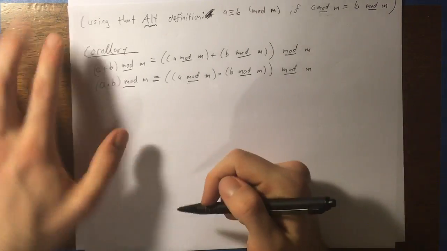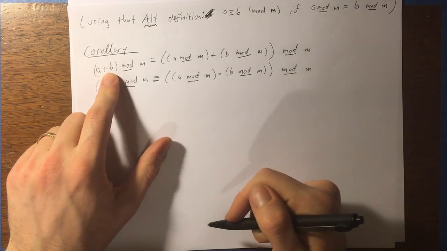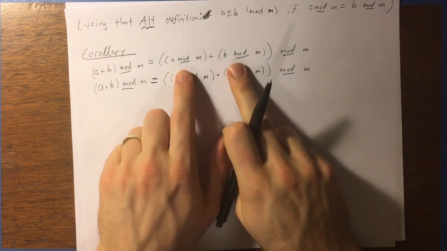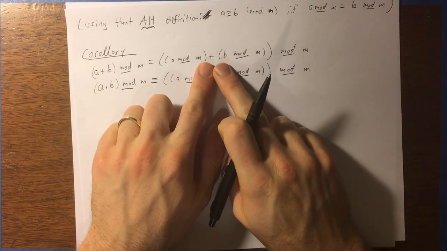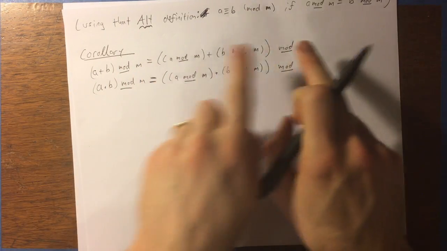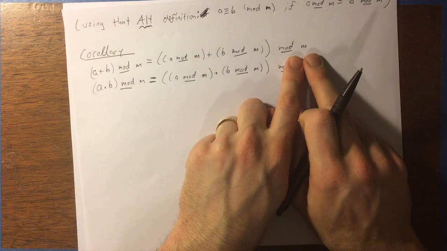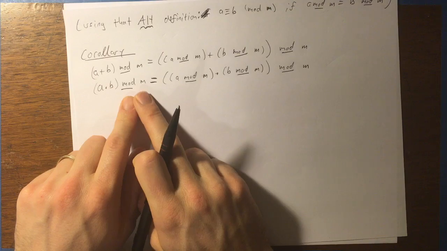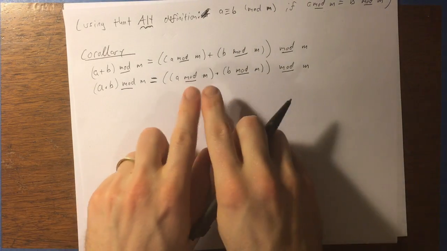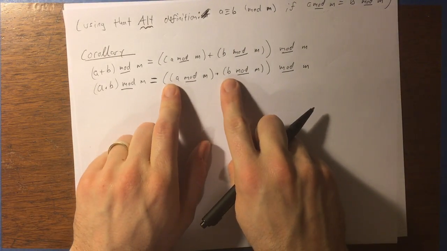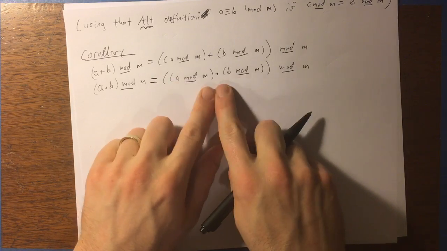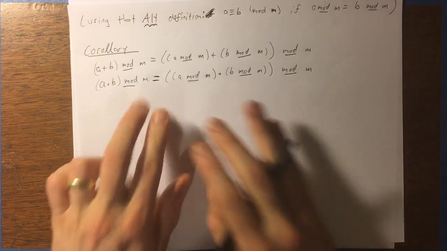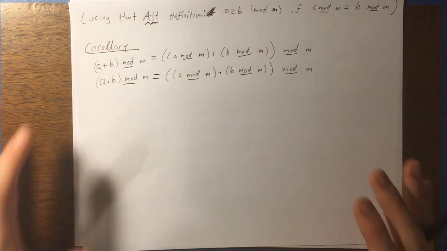And it says that if you take two numbers, a plus b, and reduce it modulo m, that's equivalent to taking a and b individually and reducing them modulo m and then adding those. But then you have to take that result and reduce it modulo m as well. Similarly, if you take a times b and reduce the product mod m, then if you take a and b individually and reduce them mod m, take that product, and then reduce the result mod m, it's going to be equal. So I'm going to show you a couple of examples of this.